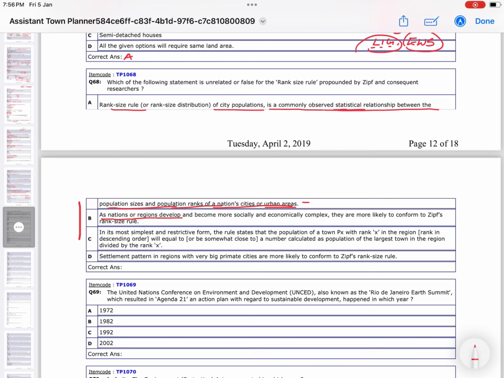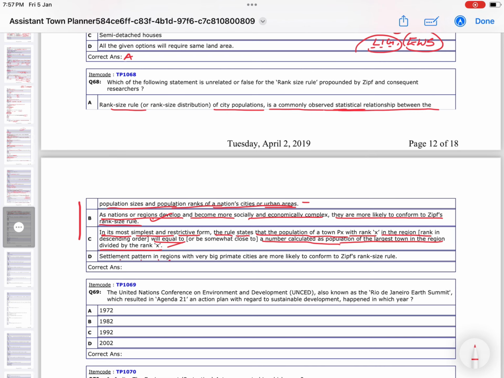As a nation or region develops and becomes more socially and economically complex, it is more likely to form a Zipf's rank size rule. Okay, this is correct. Now, in its most simple and reiterative form, the rule states that the population of a town Px with the rank x in the region will equal a number calculated as the population of the largest town in the region divided by the rank x. Okay, this is as well correct.